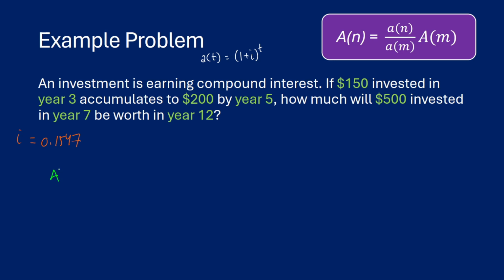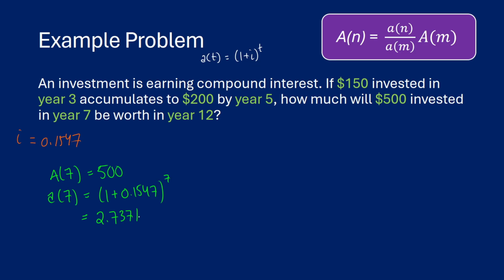Okay, so A of 7, the amount at 7, is equal to $500. The accumulation function at time 7 is going to be equal to 1 plus our interest rate, which is 0.1547, raised to the power of 7. And let's just get this to be a nasty little number that we can use. We really should be keeping this in a graphing calculator or in a financial calculator, so that we don't lose decimal places. However, this is just a little video, so we'll cut some of these off. So 2.7371.